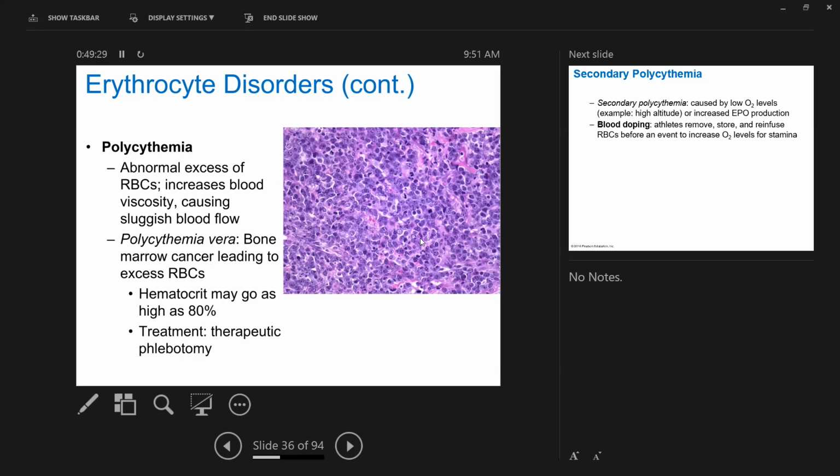But 200 years ago, bleeding was a common practice, and we stopped bleeding people. Now we're back to doing it because this has a purpose.